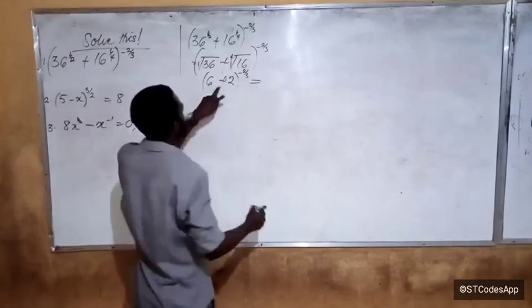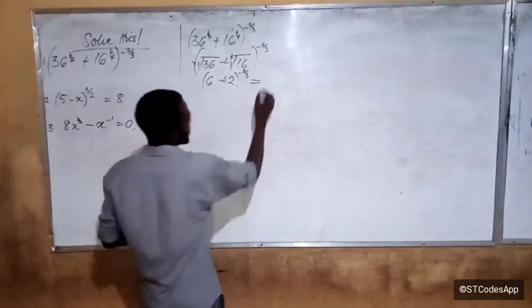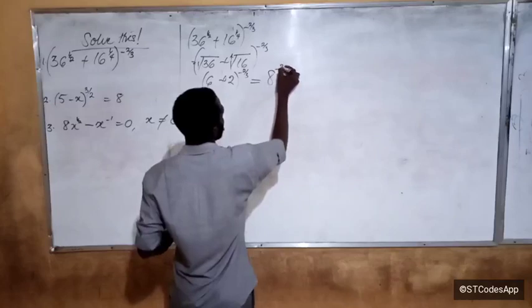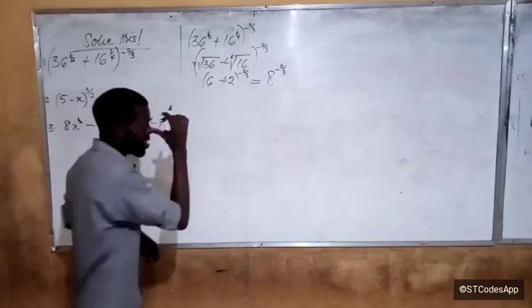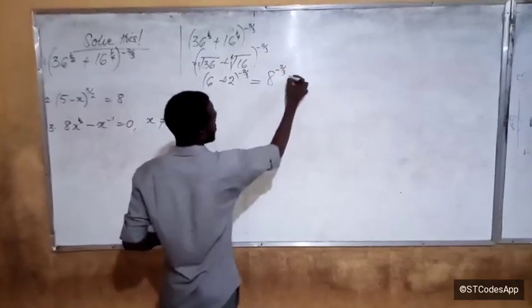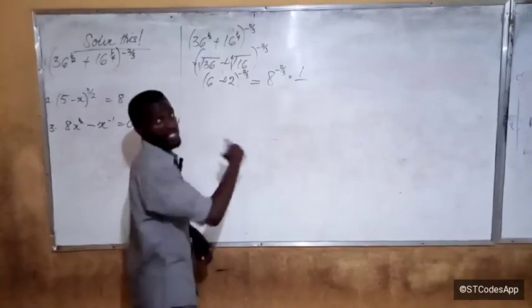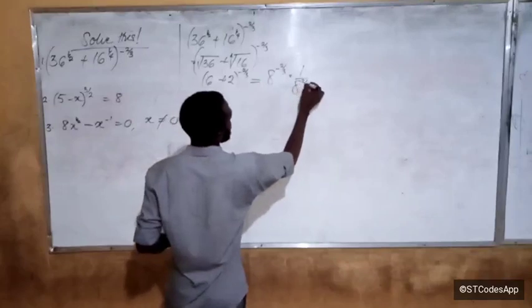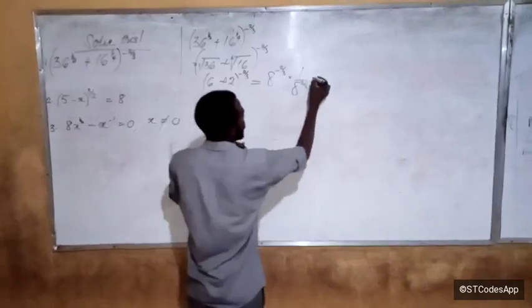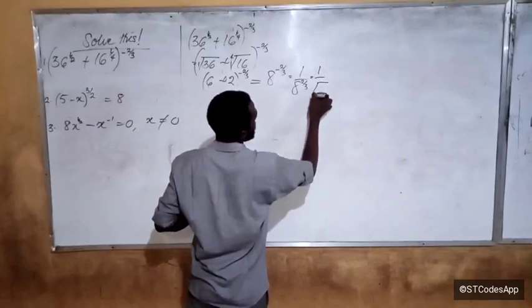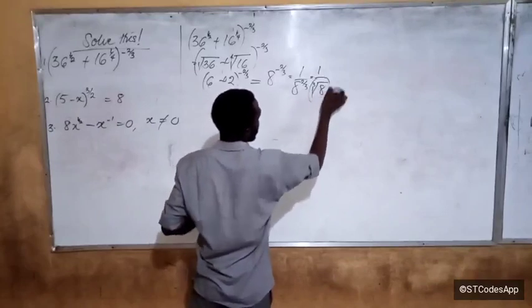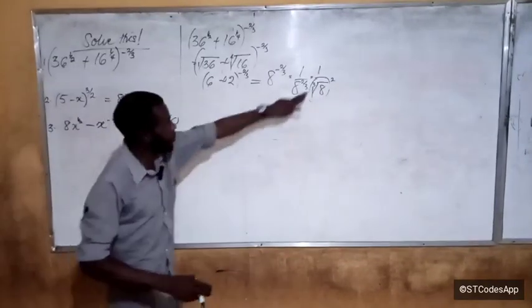So what does that become? 2 plus 6, that is 8. 8 raised to power what? Minus 2 over 3. Is that okay? So what does this become? This becomes 1 over, this minus means that it is the reciprocal of this, alright? 8 raised to power 2 over 3. And 8 raised to power 2 over 3 means what? 1 over the cube root of 8 all squared. Is that okay? That is what this means.